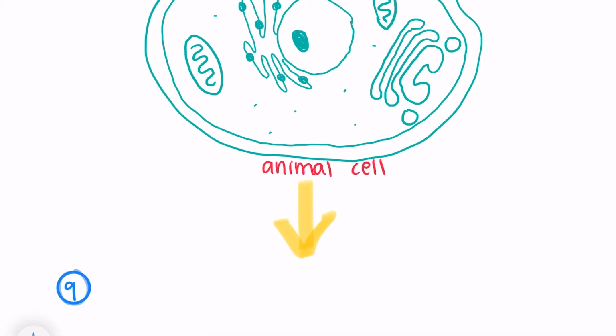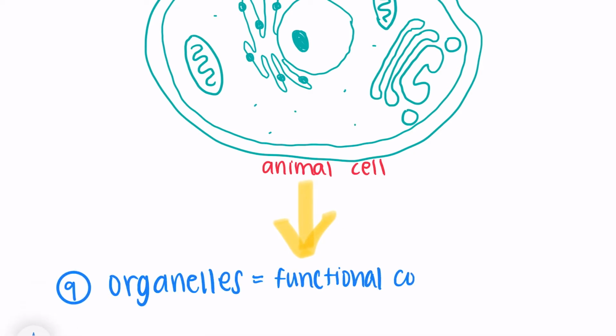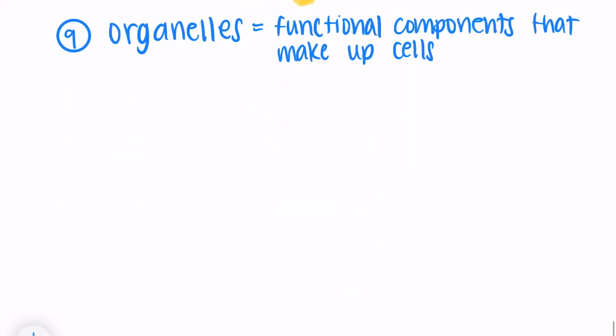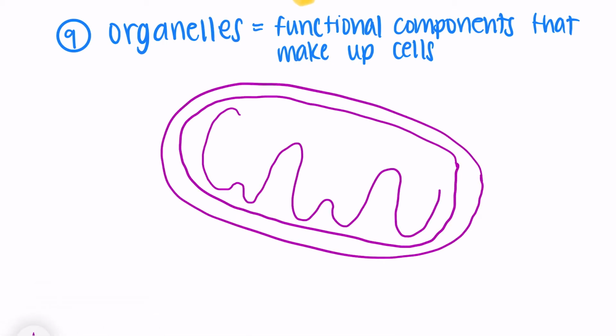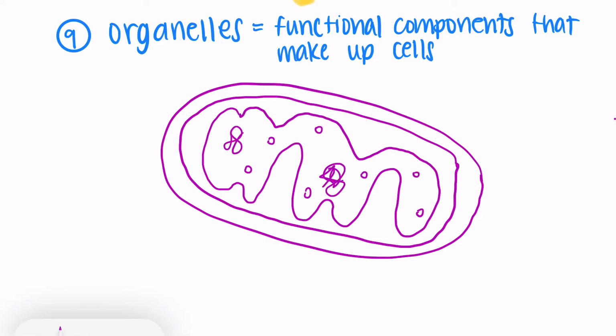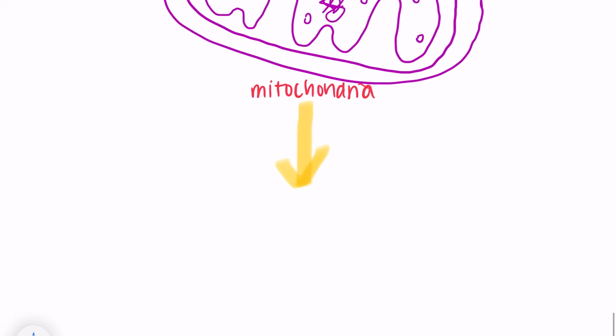Within the cell, there are organelles, which are functional components that make up the cell. For example, the mitochondria is an organelle found in plant and animal cells. The mitochondria is the powerhouse of the cell because it can convert chemical energy like food into cellular energy like ATP. Next, if we use our magnifying glass to zoom in a bit further, we reach the molecular level.